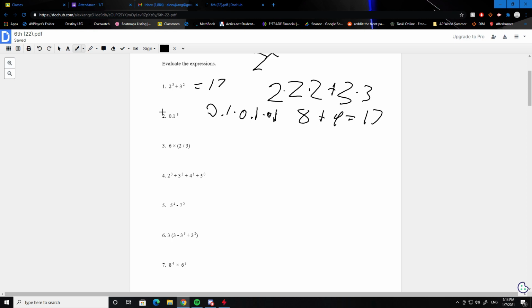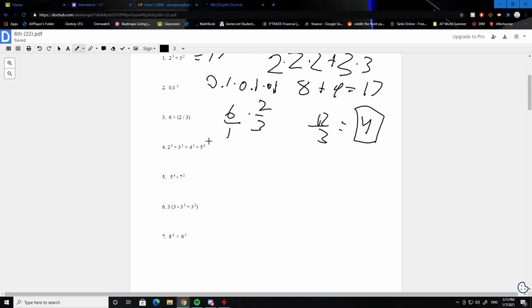But let's just say a fraction problem like this one. 6 times 2 over 3. Now you have to remember when you have just a whole number, 6 is pretty much just 6 over 1. Okay, so you don't have to get confused. So 6 times 2 is 12. 1 times 3 is 3. 12 over 3 is 4. So 4 is your answer. Remember, fractions are pretty much divisions, always remember that.